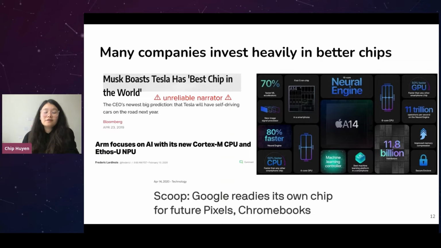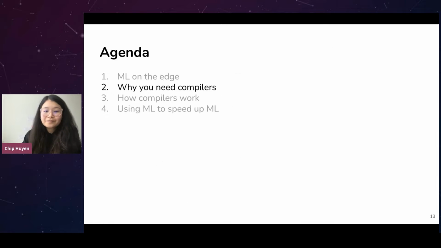Because of the benefits of edge computing, many companies are heavily investing in making better chips, better hardware to run computation on device. You can see big companies from Tesla to Google to Apple, even Facebook, they're all trying to develop more chips so they can run machine learning models on device. And many startups have raised billions of dollars to develop better hardware.